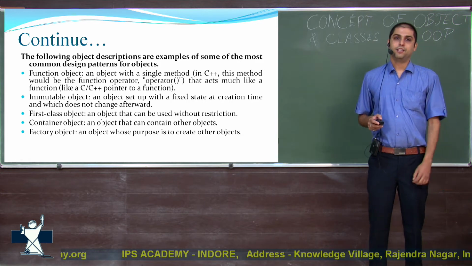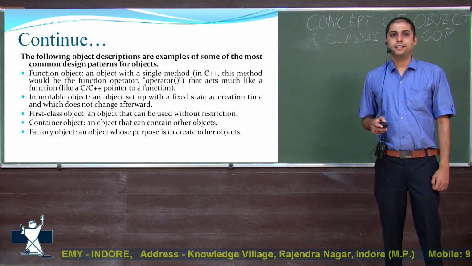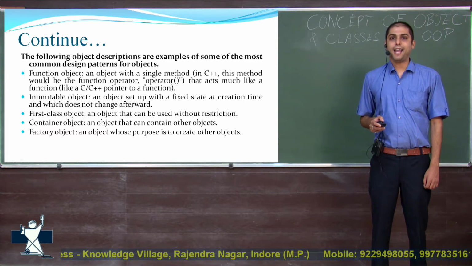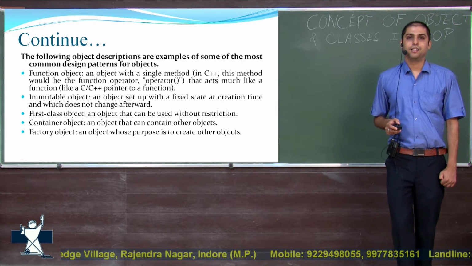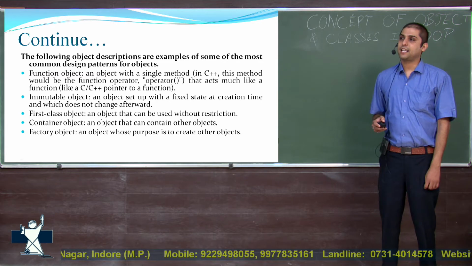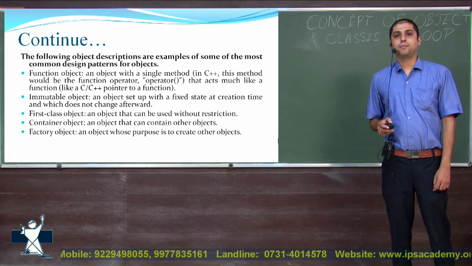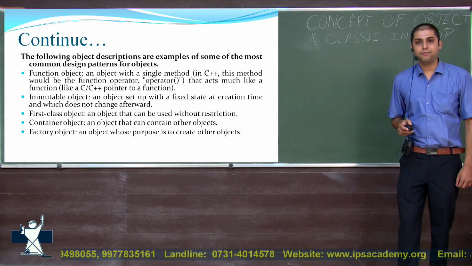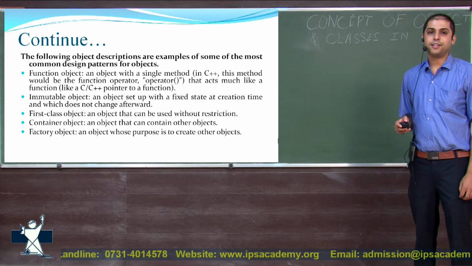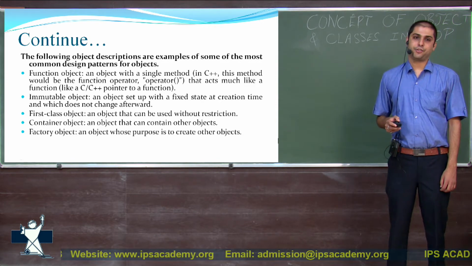Function object, an object with a single method. In C++, this method would be the function operator that acts much like a function, like a C++ pointer to a function. Operator overloading is an example of which we cover in polymorphism. Immutable object, an object set up with a fixed state at creation time and which does not change afterward. First class object, an object that can be used without restriction.